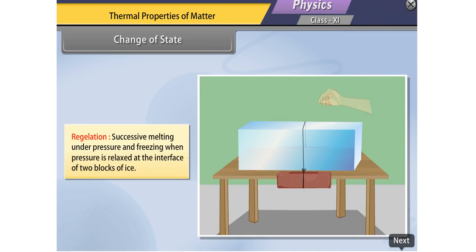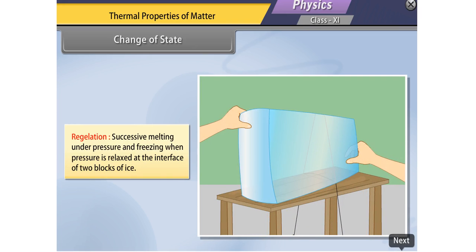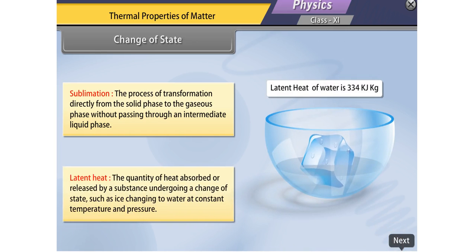Regelation, successive melting under pressure and freezing when pressure is relaxed at the interface of 2 blocks of ice. Sublimation, the process of transformation directly from the solid phase to the gaseous phase without passing through an intermediate liquid phase. Latent heat, the quantity of heat absorbed or released by a substance undergoing a change of state, such as ice changing to water at constant temperature and pressure.